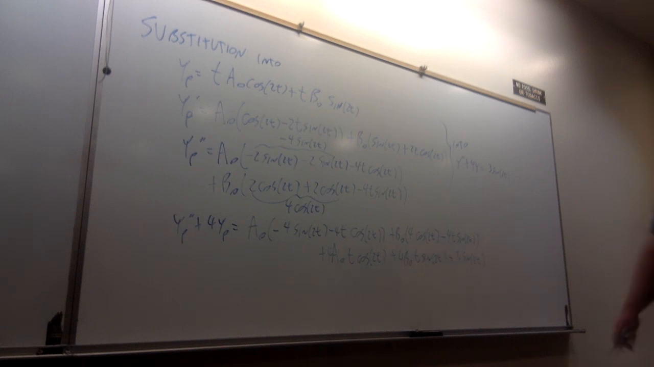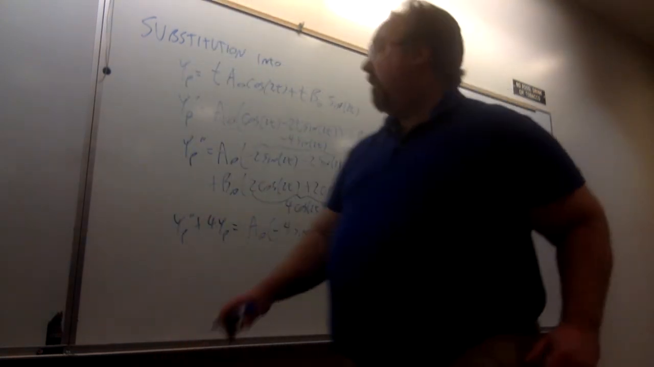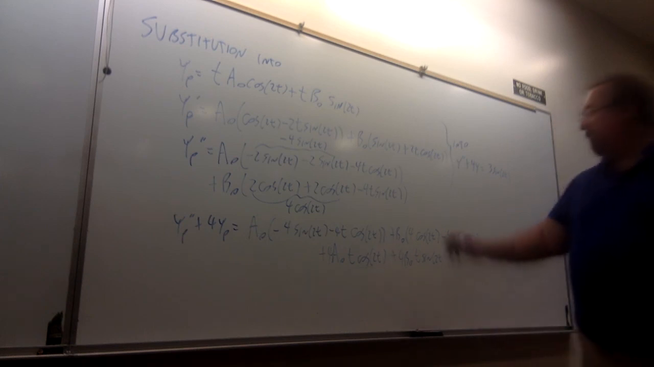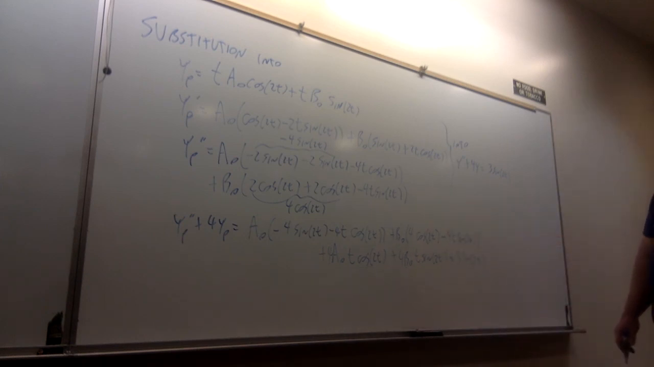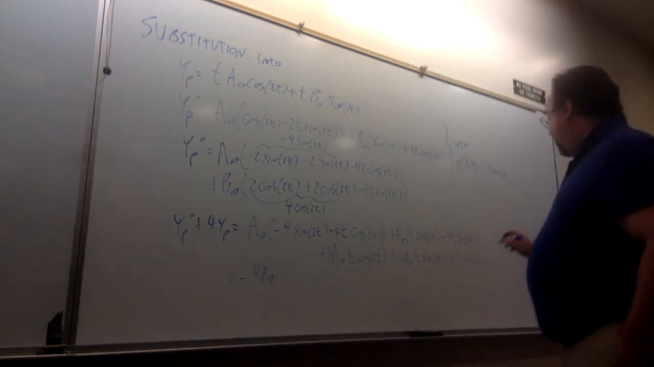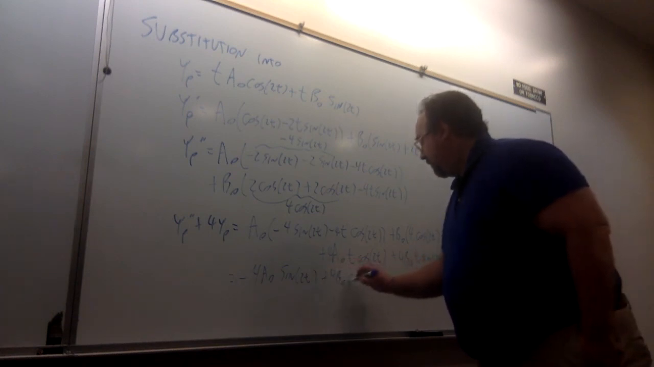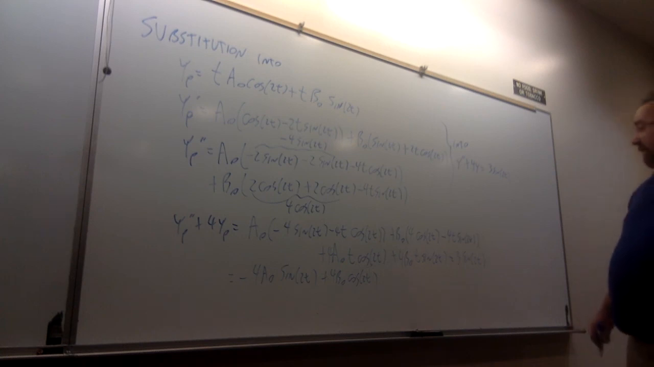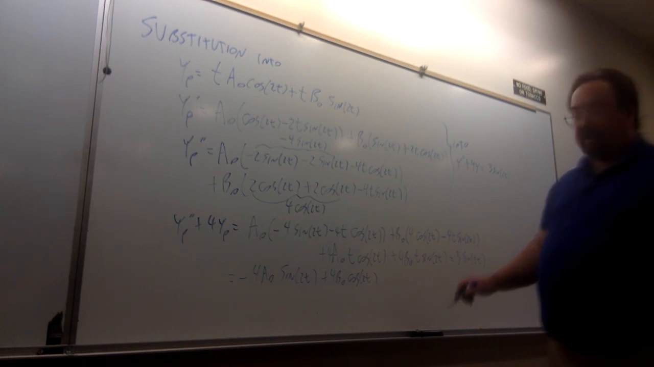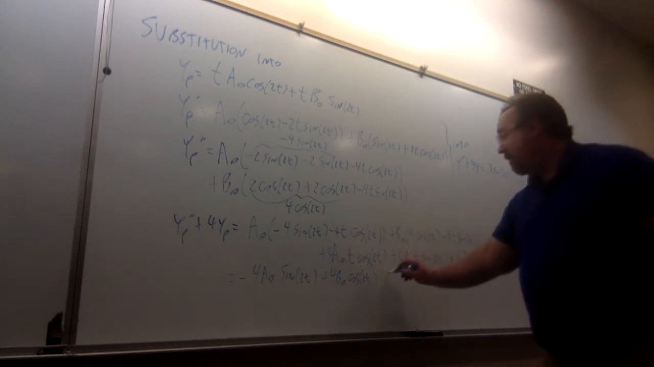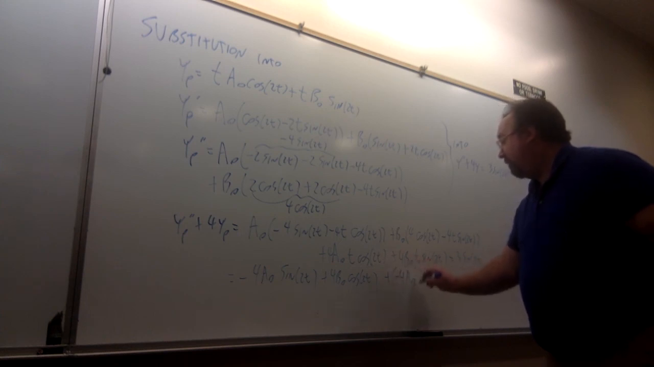Now we have 4 types of terms. How much time do I have? Oh, I have 1 minute left. Dang it. Okay. So we have sine terms by themselves, and then cosine terms by themselves, and then cosine and sine times t. As for the other terms, I have minus 4a0 t cosine 2t.